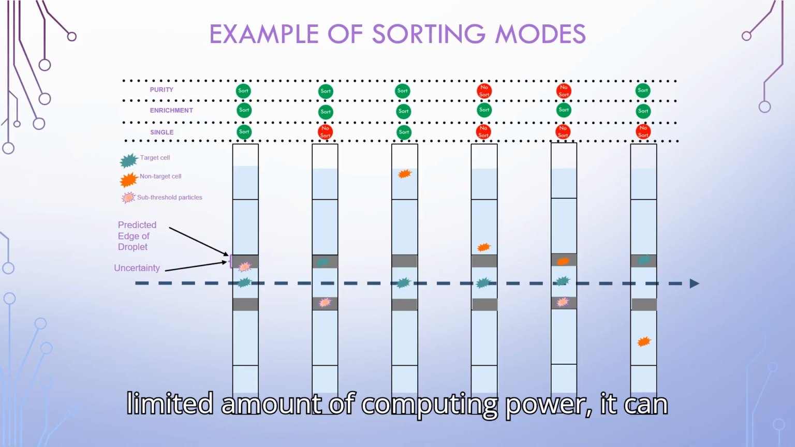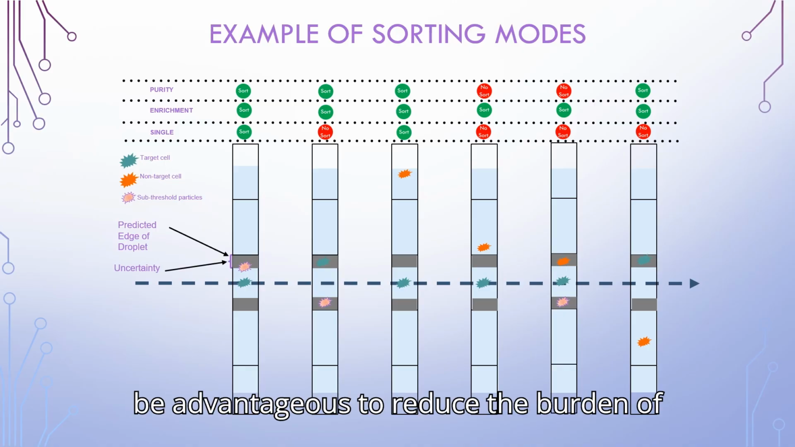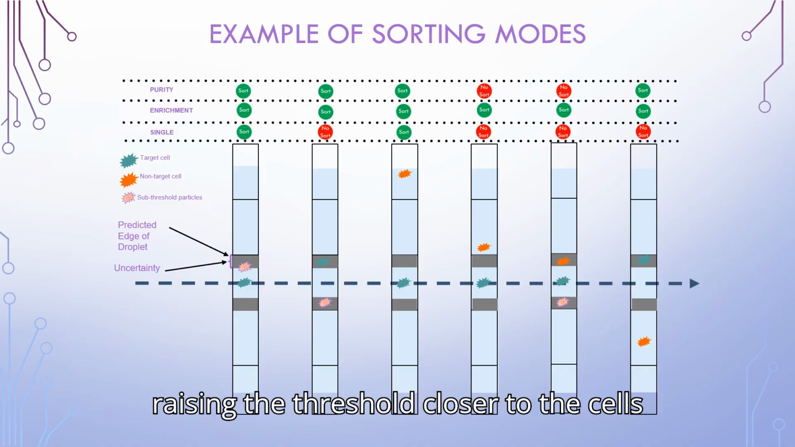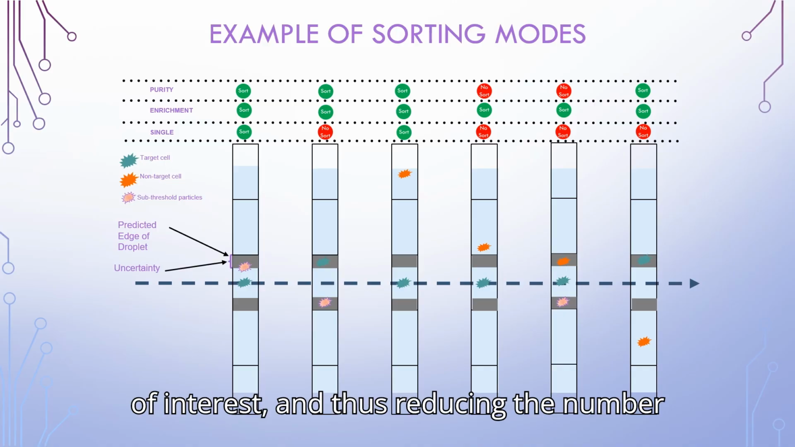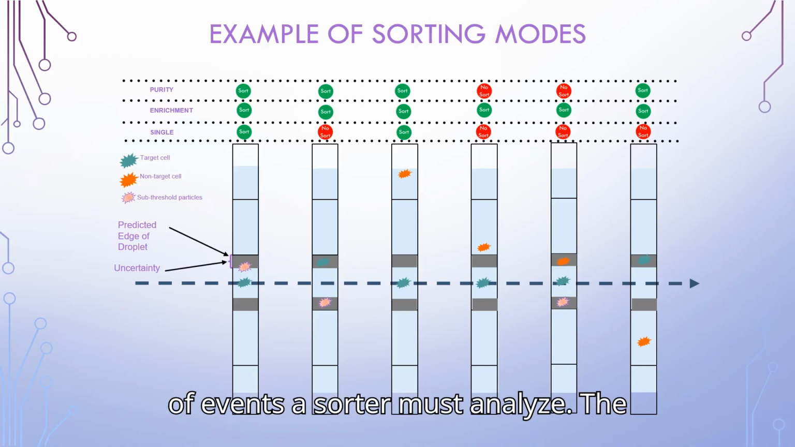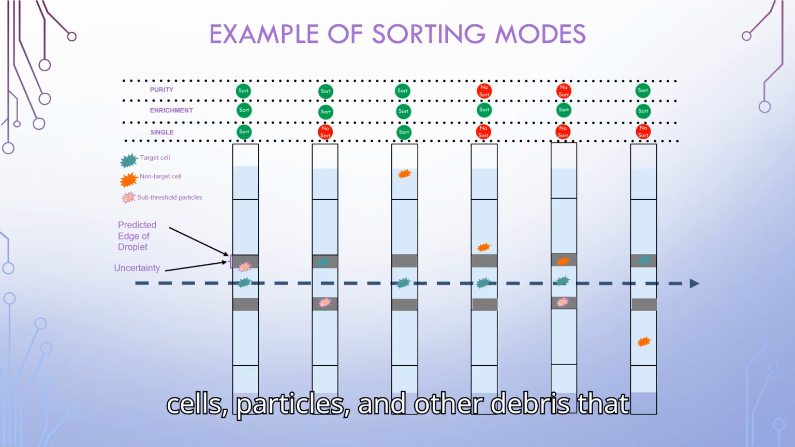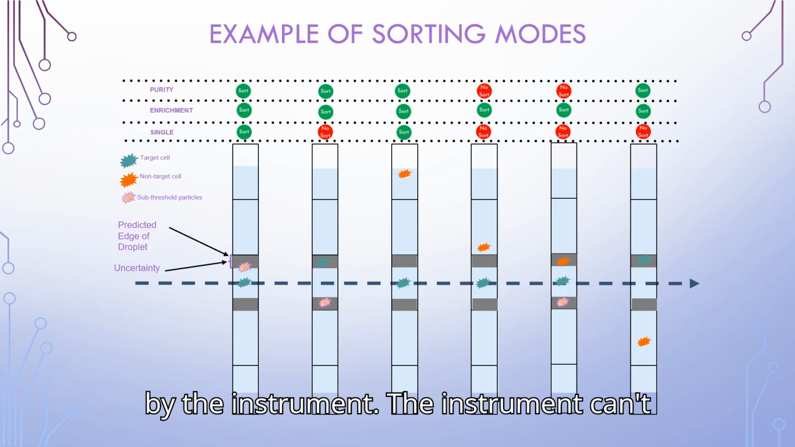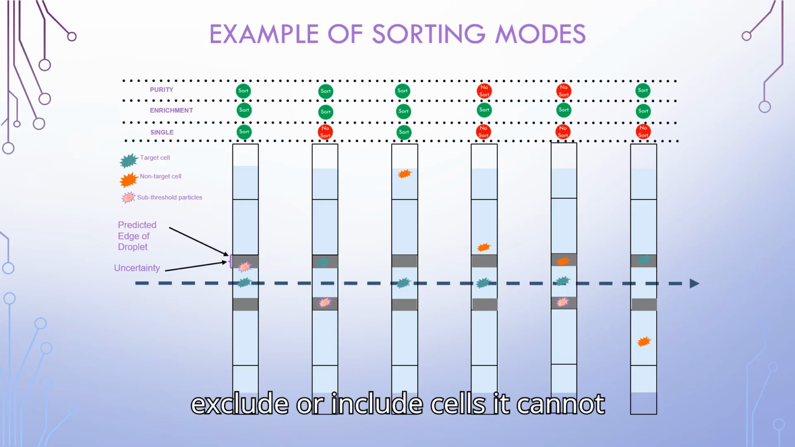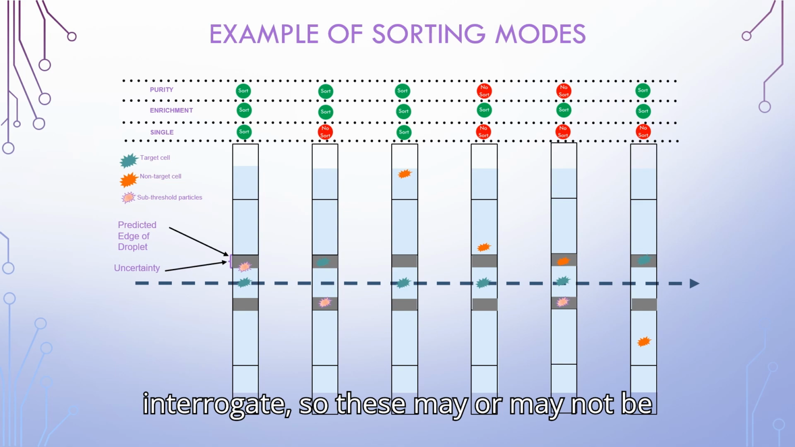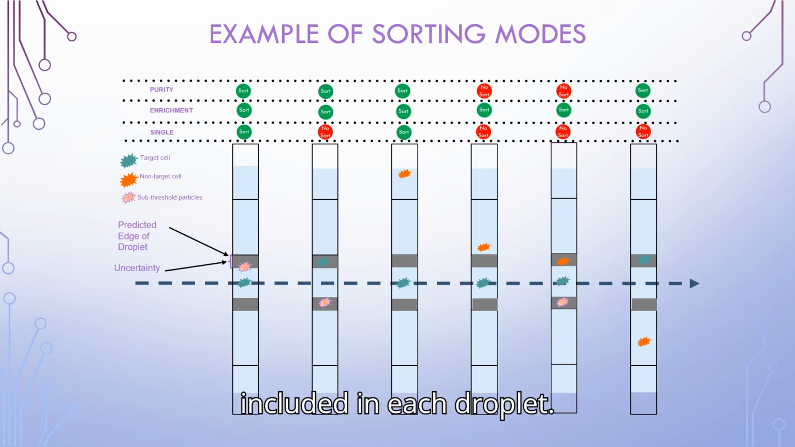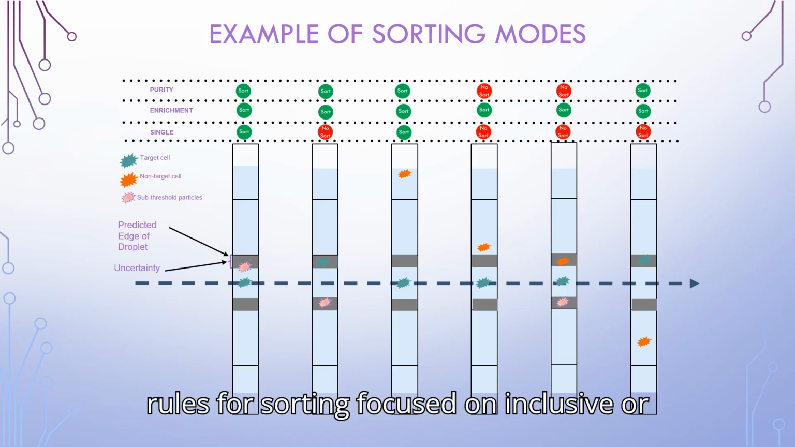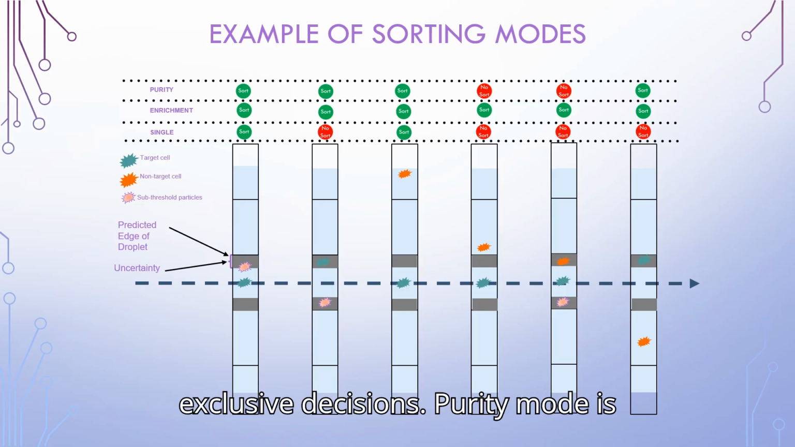Because cell sorters have a limited amount of computing power, it can be advantageous to reduce the burden of analysis and sorting hardware by raising the threshold closer to the cells of interest, and thus reducing the number of events a sorter must analyze. The cells, particles, and other debris that fall below the threshold cannot be seen by the instrument. The instrument can't exclude or include cells it cannot interrogate, so these may or may not be included in each droplet. Each mode represents a different set of rules for sorting focused on inclusive or exclusive decisions.